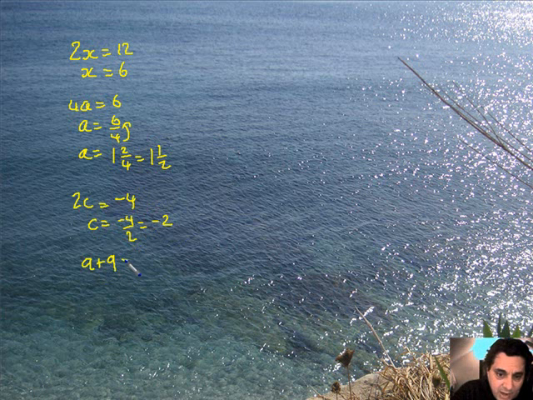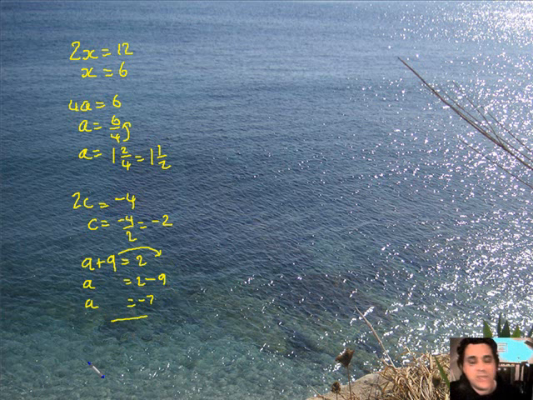a plus 9 is 2. So a is going to be 2 minus 9. Remember, you take the 9 over to the other side and subtract. So 2 take away 9 is minus 7. Study that one. 2 take away 9 is not 7. It's minus 7. That's that.